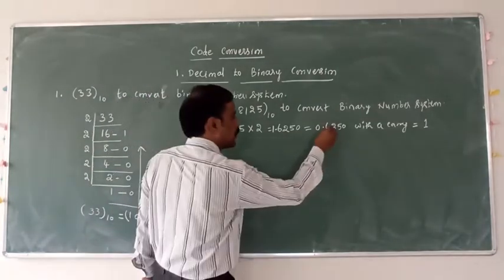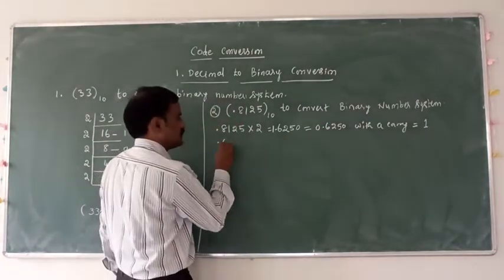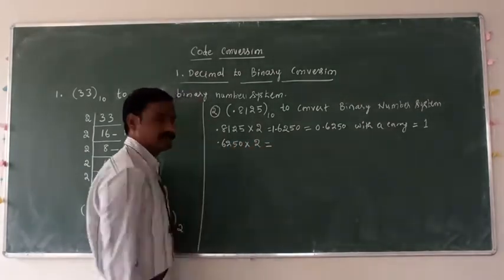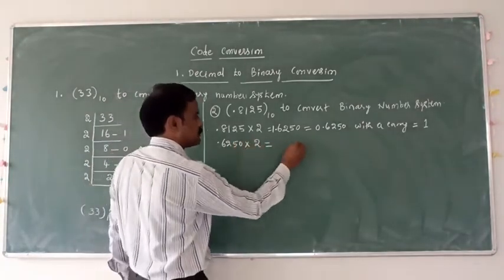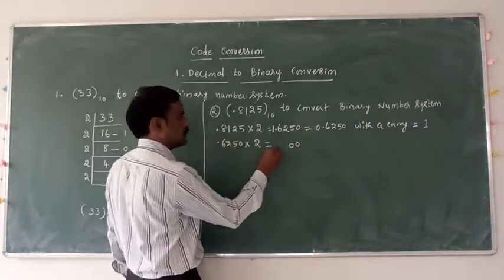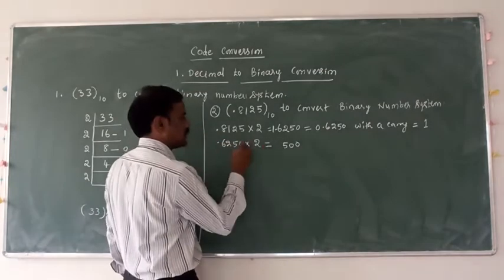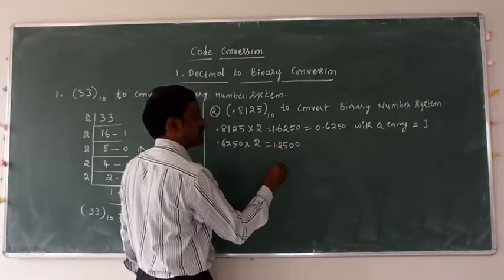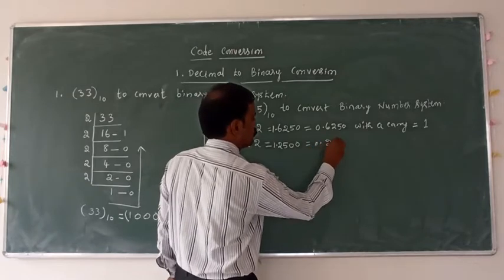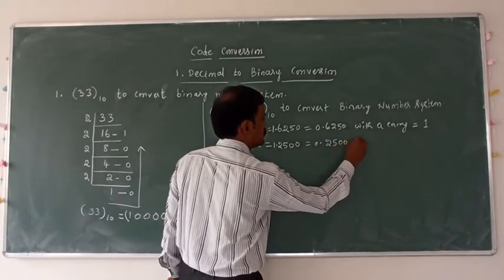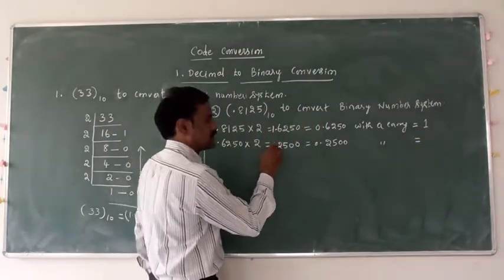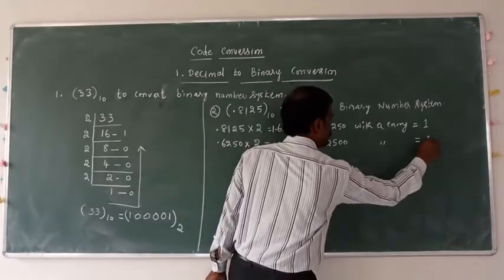Next, 0.6250 multiplied by 2. 0 times 2 is 0, 5 times 2 is 10, write 0 and carry 1, 2 times 2 is 4, plus 1 is 5, and 6 times 2 is 12, giving 1.2500. Now the result is 0.2500 with a carry, and here the carry is 1.